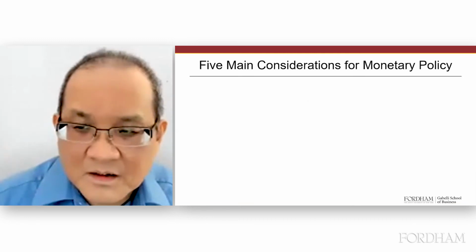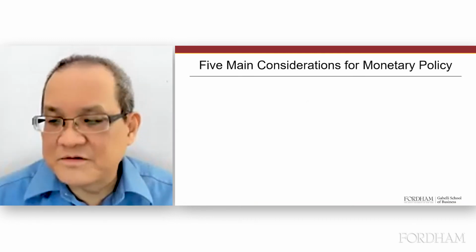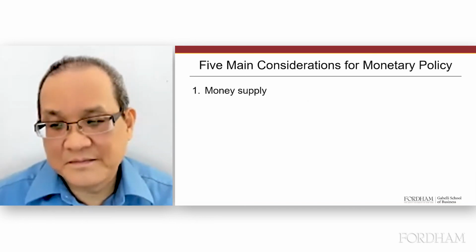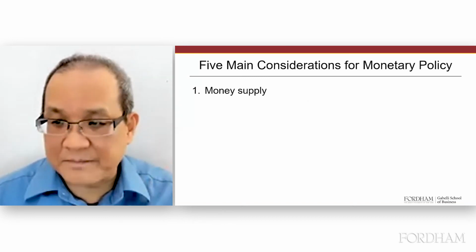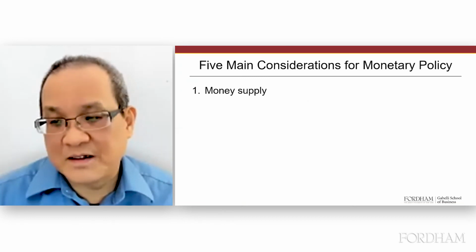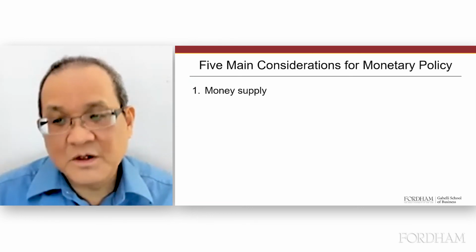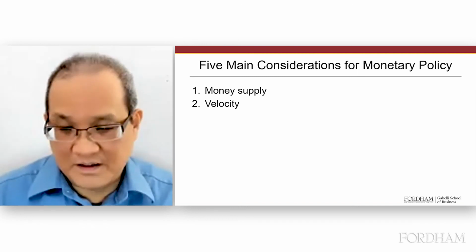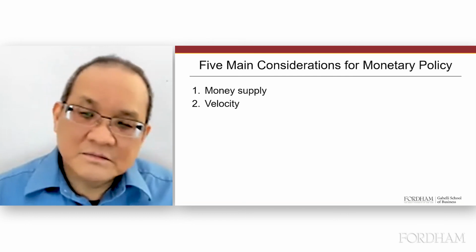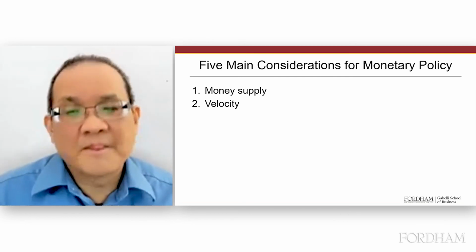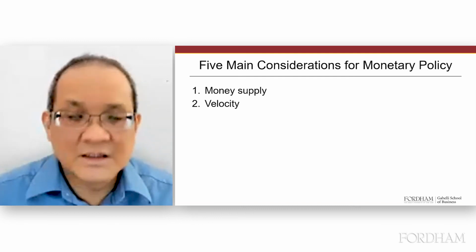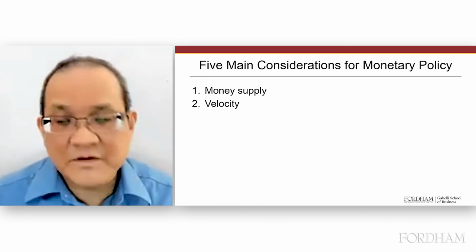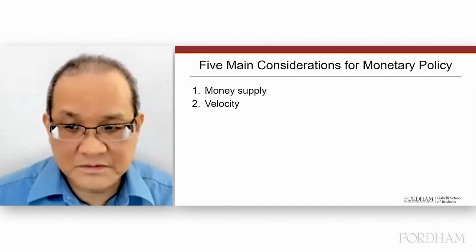So there are 5 main considerations for monetary policy. First, money supply, right? Our MV equals PT, right? M: what's the Fed doing to money supply? Are they pumping more money into the system, or are they withdrawing money from the market? Then velocity. Velocity, right, is how often you open your wallet. Is the money circulating? Are people spending money? Are companies hiring? Are banks willing to give loans? These are all velocity.